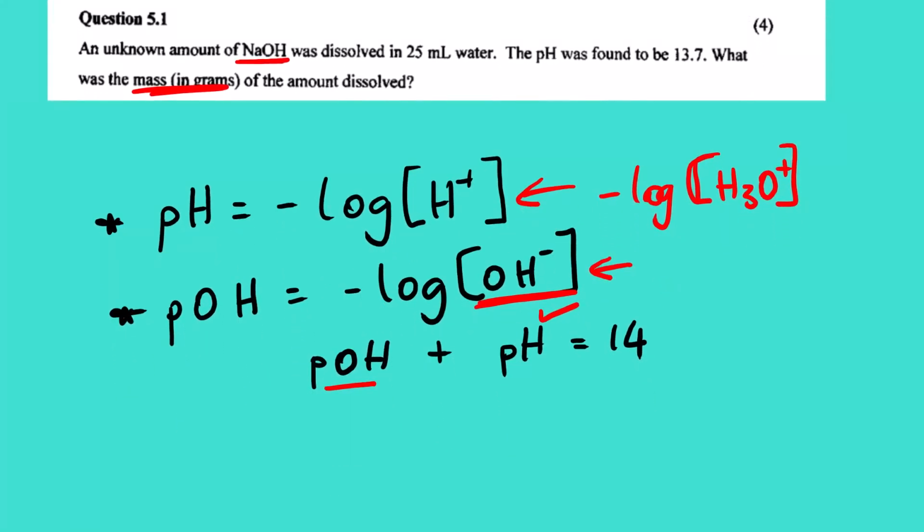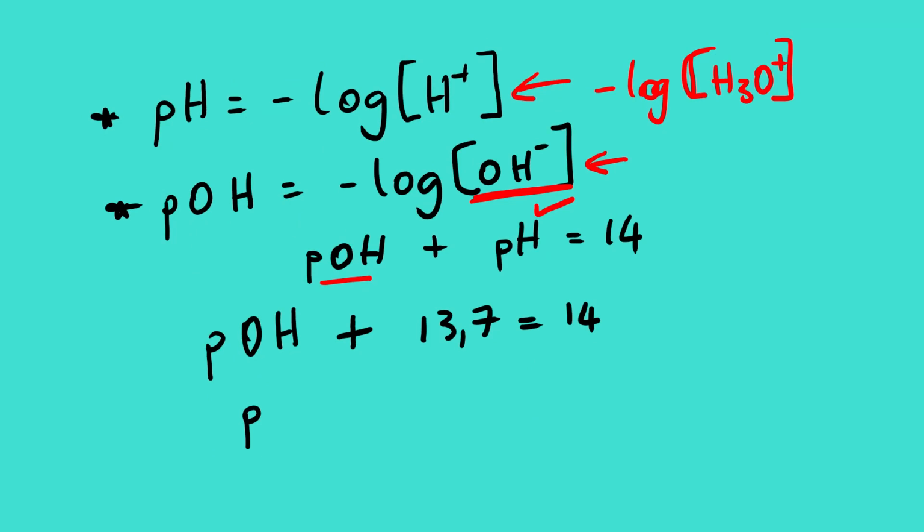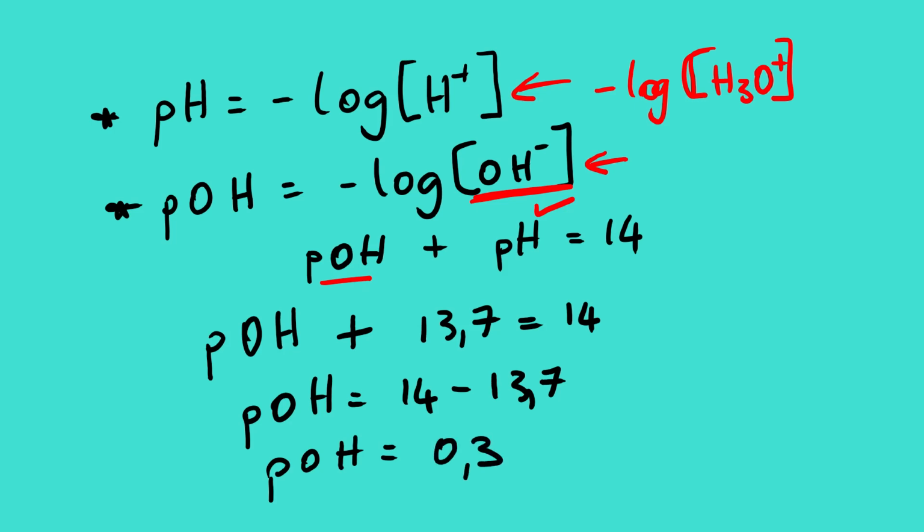So let us go ahead and substitute here. We have pOH plus 13.7 is equal to 14. pOH is equal to 14 minus 13.7. pOH is equal to 0.3.